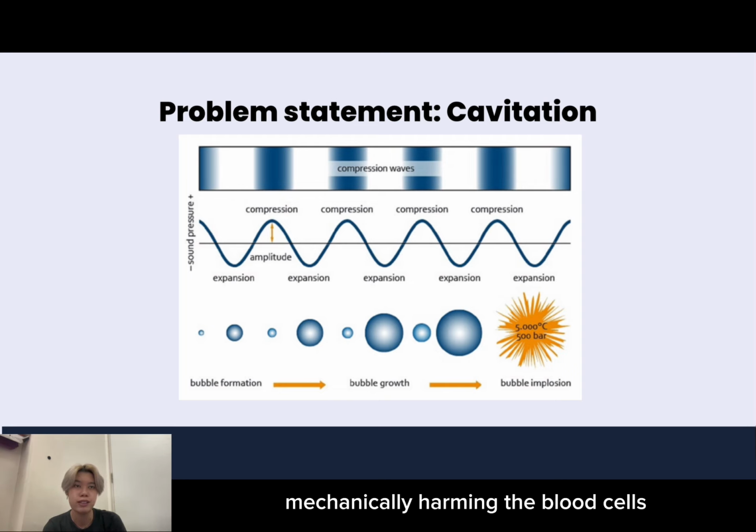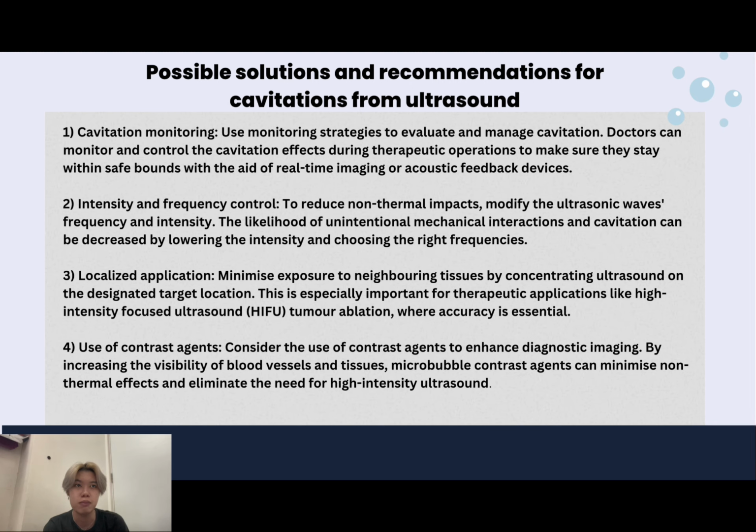Secondly is intensity or frequency control. To reduce non-thermal impacts, modify the ultrasound wave's frequency and intensity. The likelihood of unintentional mechanical interactions and cavitation can be reduced by lowering the intensity and choosing the right frequencies.